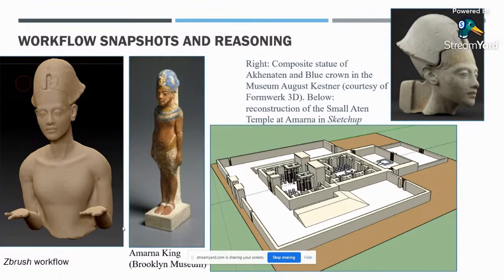Afterwards, the offering pose statue was painted and texturized, and the resulting OBJ file was imported into the architectural software SketchUp Pro and into my reconstruction that you see here on the lower right side, my draft reconstruction of the small Aten temple.